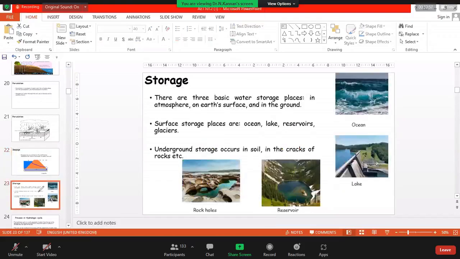Then we will just talk about storage. We have studied different processes associated with precipitation. Here, I just talk about storage. We want to store the water. We can have the ocean, but it is problematic because its salinity is very high. We cannot drink it. Lake, we have water surrounded by land area. A reservoir is a lake which is used for water supply.